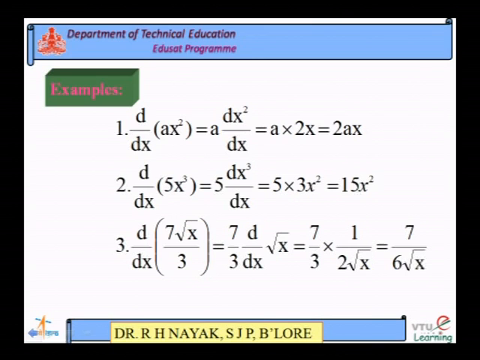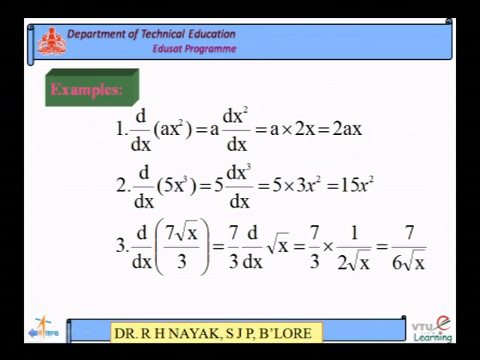You take the second example. What is the second example? Differentiation of 5x cube. Again 5 is a numerical constant, x cube is a function. So, here 5 is taken outside. For the x cube we have differentiated. The differentiation of x cube is, n is 3, 3 into x square, that is equal to 5 into 3 is 15 x square.